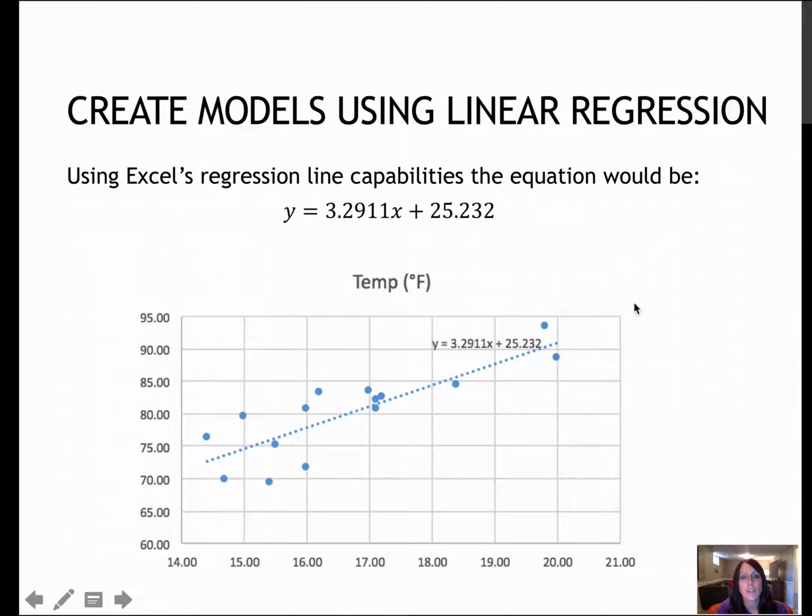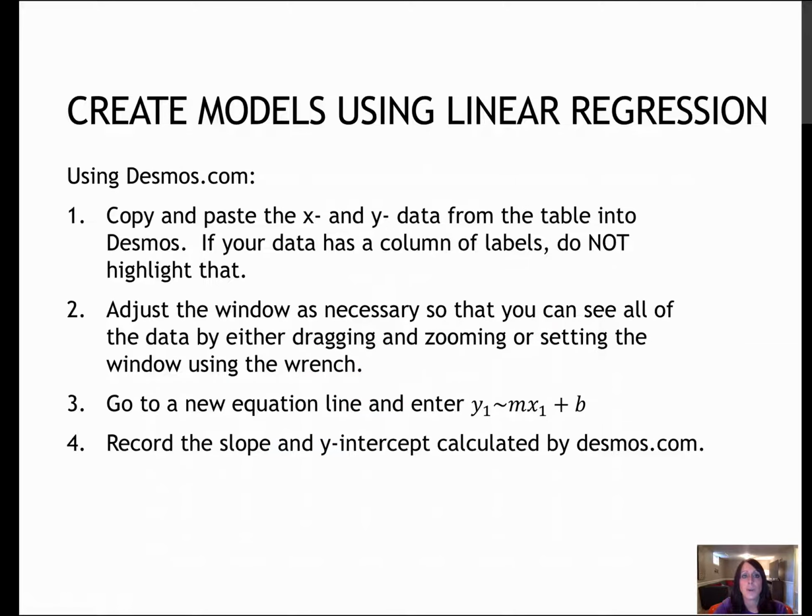So Excel is great, and we use it a lot in mathematics. I also want to show you how to do this on Desmos because it's very user-friendly. So using Desmos, I'm going to copy and paste the X and Y table from Excel into Desmos. Again, just as before, if I had 3 columns, I would just do the 2 columns that were the X's and the Y's. Then I'm going to adjust it so that I can see it on the window. And then I'm going to type in this equation, which will make sense once I do that, and that's going to give me the slope and the y-intercept.